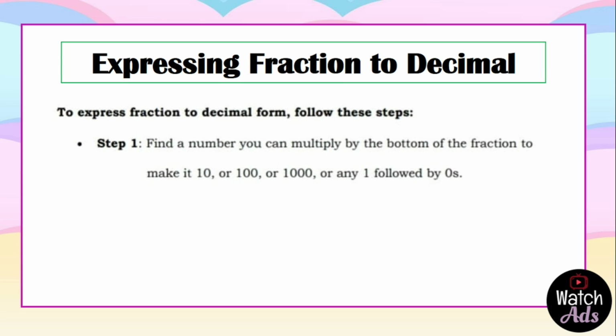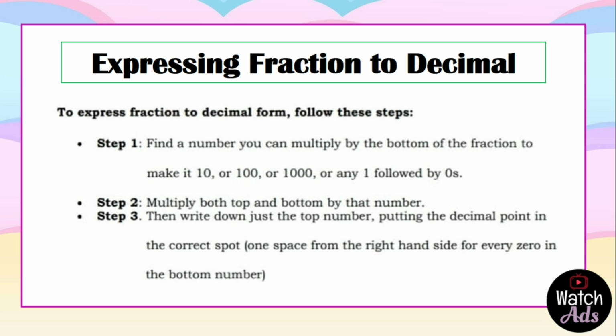For the first step, find a number you can multiply by the bottom of the fraction to make it 10 or 100 or 1000 or any one followed by zeros. For the second step, multiply both top and bottom by that number. For the third step, write down just the top number, putting the decimal point in the correct spot, that is one space from the right-hand side for every zero in the bottom number. Let's apply the steps.